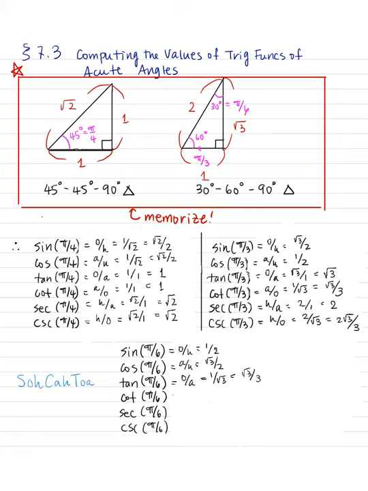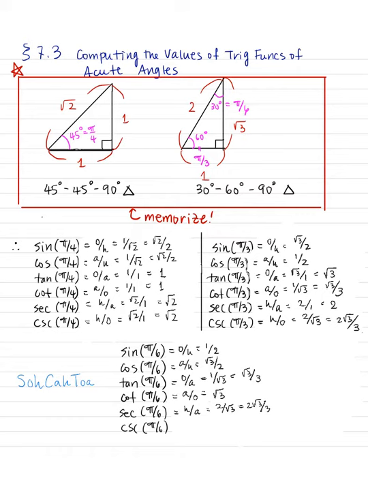Now cotangent is 1 over tangent. So here what we're gonna get is what? Just square root of 3. And secant is 1 over cosine. So you're gonna have hypotenuse over adjacent. So here you're gonna get 2 over root 3. Rationalize the denominator, 2 root 3 over 3.